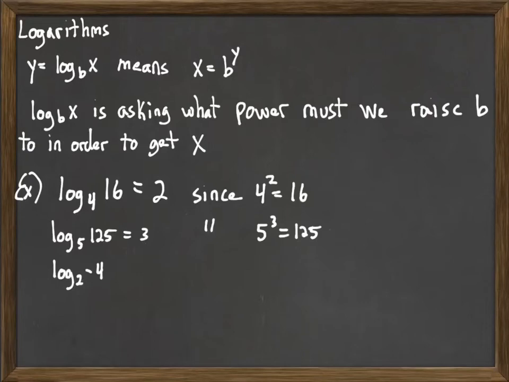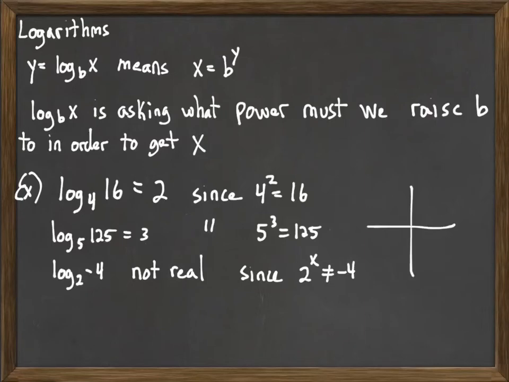Our next example, we throw something a little weird out there. Log base 2 of negative 4. What power do I raise 2 to in order to get an answer of negative 4? Well, it turns out that's not real, because 2 raised to a power would never be equal to negative 4. Remember, our exponential functions have graphs that look like this. They're never negative. So there's no way that 2 to the x could ever be equal to negative 4, at least not in the realm of real numbers.